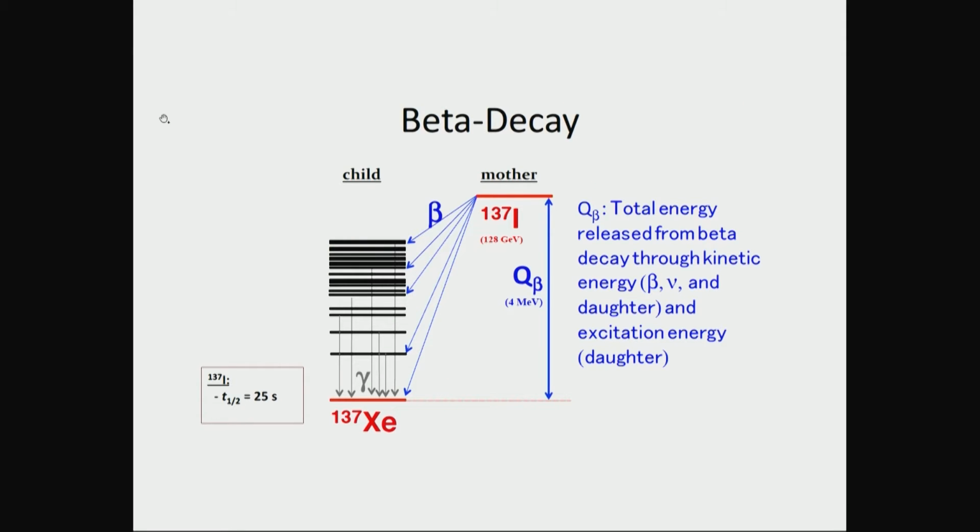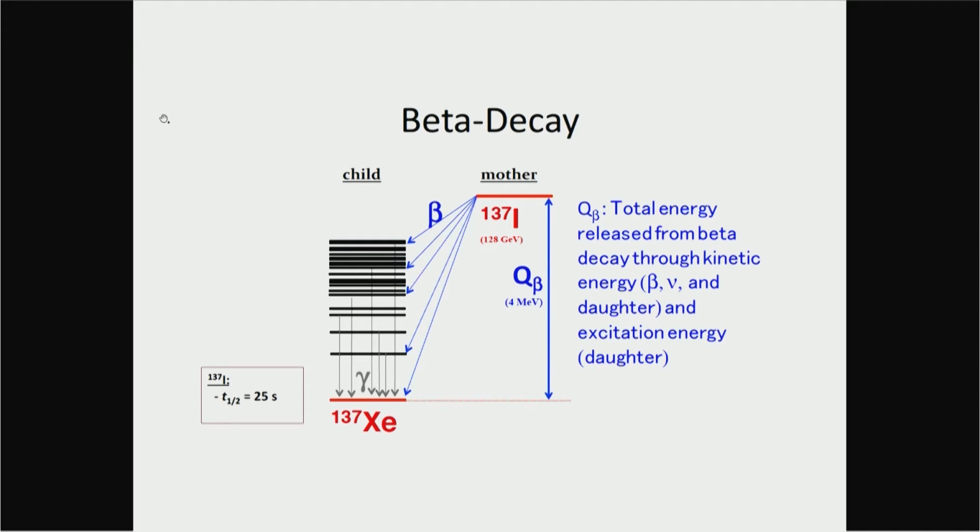In our beta decay, we care about beta minus decay, which is when, in our nucleus, one of the neutrons turns into a proton. It releases some energy, Q beta, that can be released as kinetic energy through either the beta particle, the neutrino, or the daughter of the nucleus. You can also have excitation energy in the daughter nucleus, which releases gamma decays. We're going to care about those later, I promise.